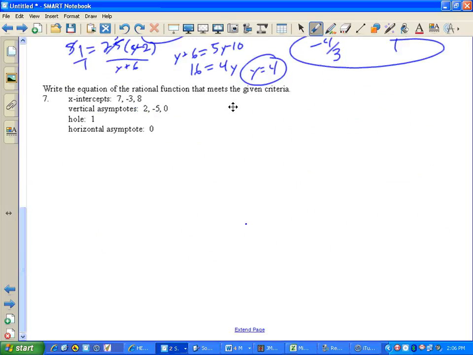Finally, writing equations, which is probably the easiest part of the whole chapter. And x-intercepts of these. So these are my factors I get. I need vertical asymptotes. This would be x minus 0, which would just be x. And I like to have my x out up front. And then I have a hole at 1, which means that's been canceled.